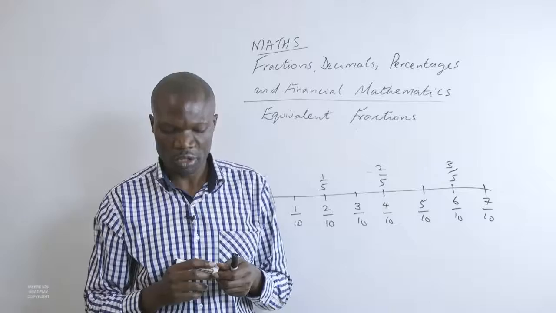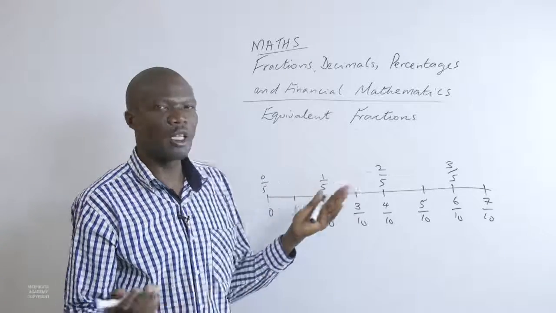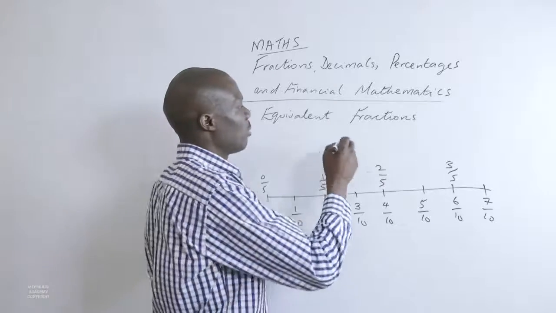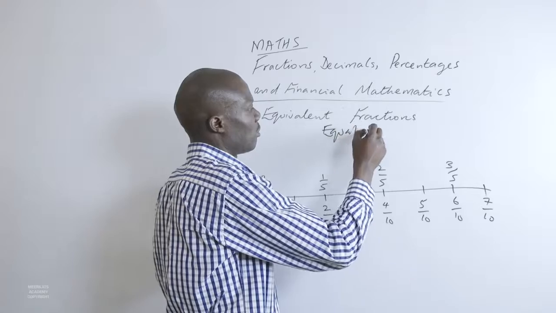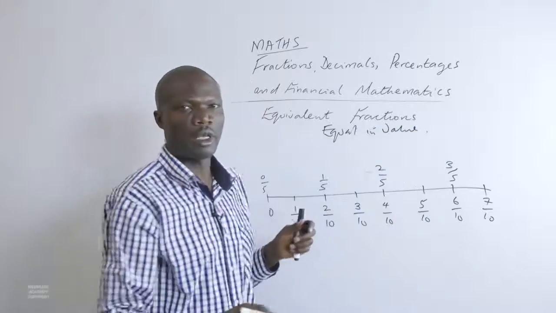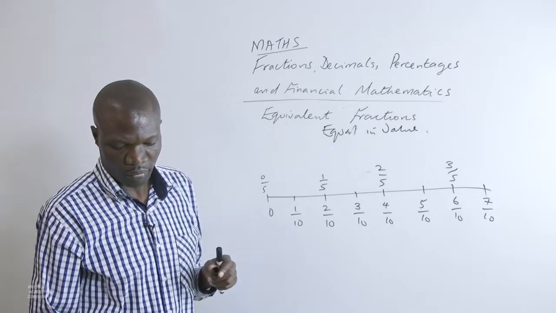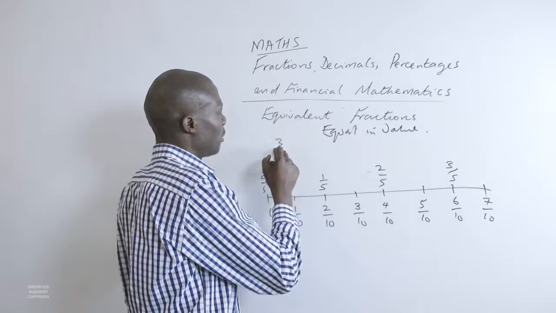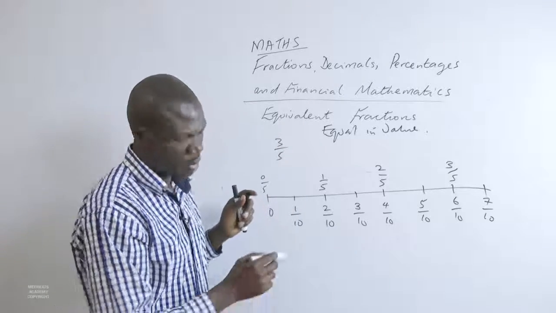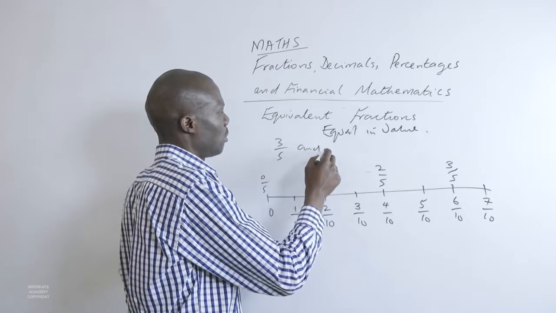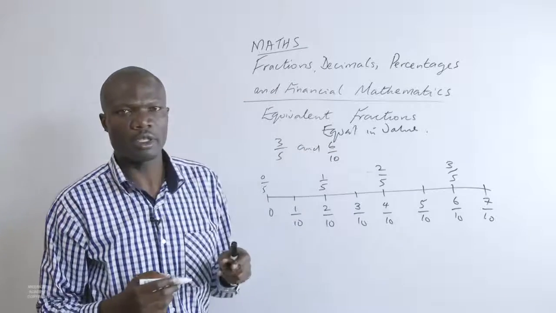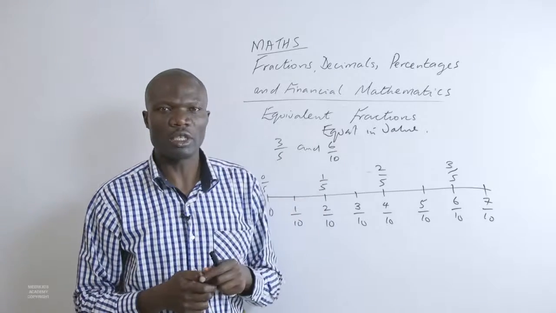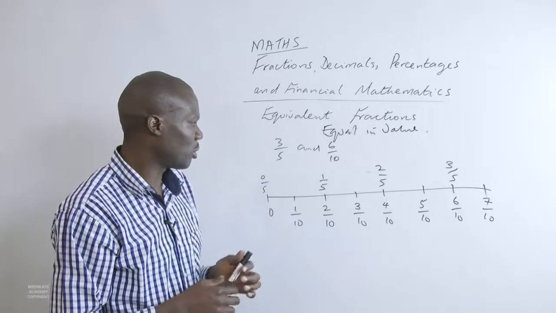So when we talk about equivalent fractions, these are equal in value. Equivalent fractions are simply equal in value. They can also be shown on a number line. Let us consider 3/5 and 6/10. These two fractions are said to be equivalent, and it can be shown on a number line.